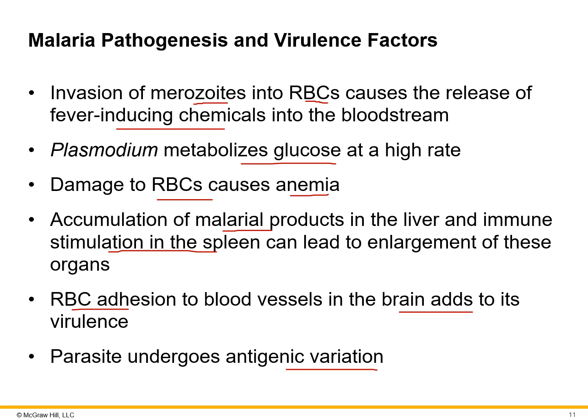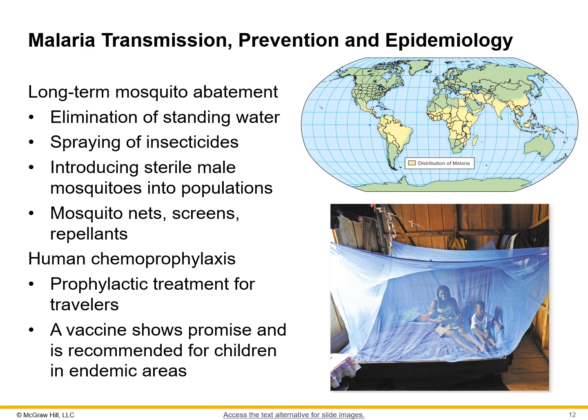And it has antigenic variation, just meaning it can change through mutations. It can change the different proteins on the outer surface, so our immune system is less likely to be able to recognize it for long periods. So again, lots of virulence factors here that allow it to cause disease. Now the transmission prevention, a little bit about the epidemiology. So again, it is transmitted by mosquitoes. That's where the sexual phase happens. So taking care of mosquitoes helps take care of malaria.